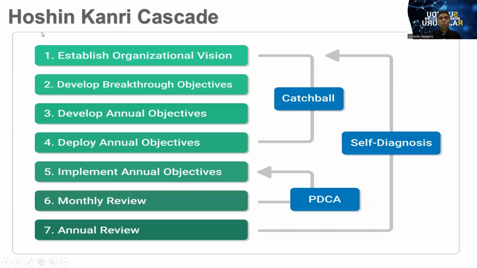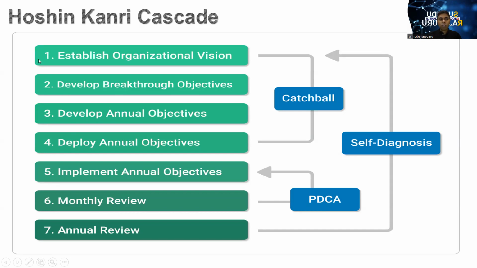Now, this is called the Hoshin Kanri cascade. Now you can see the stepwise activity points explained here. Stabilize organizational vision is the first step. Then develop breakthrough objectives, that is the second one. Develop annual objectives, that is the third one. Then deploy annual objectives. That means whatever annual objectives we develop, we have to deploy. The fifth one is implement annual objectives. The sixth is monthly review, and the seventh is annual review.